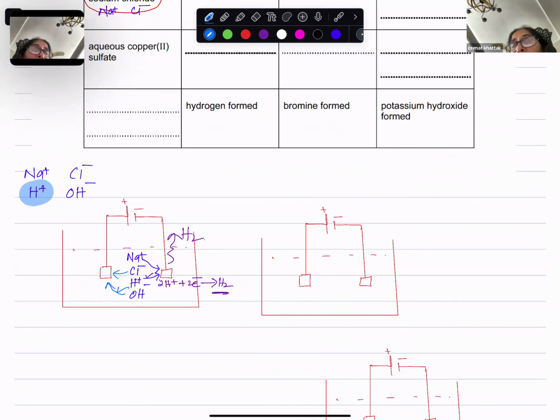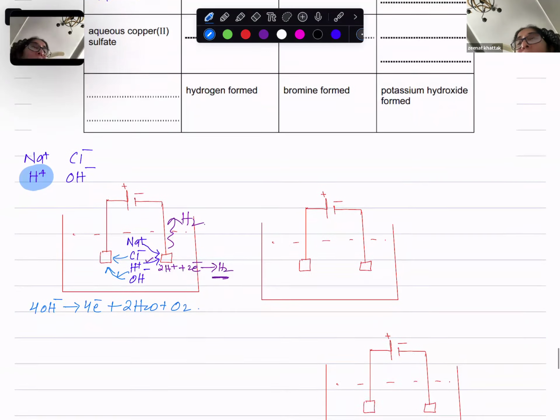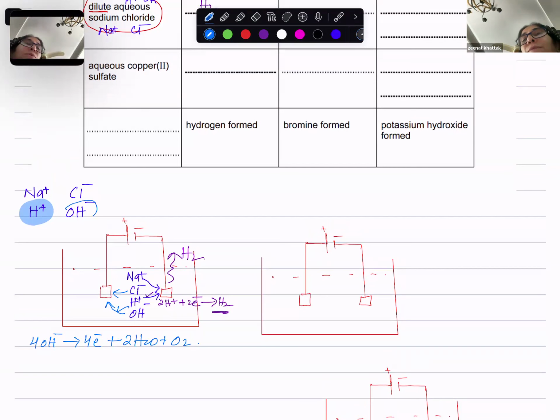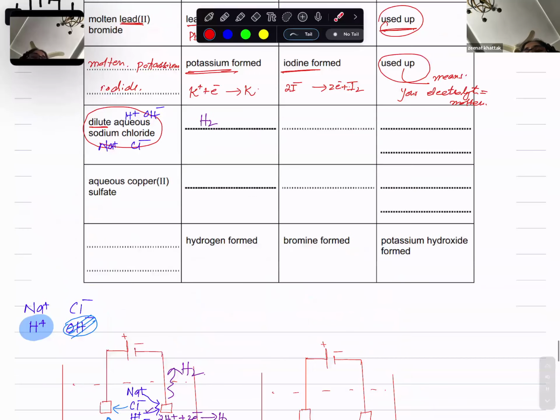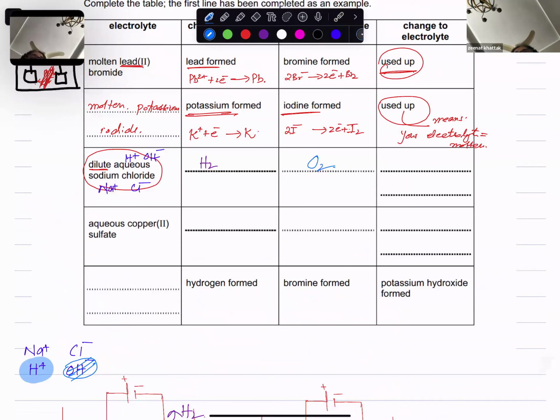So 4OH negative lose 4 electrons to form water and oxygen. Listen: the OH will go, the chloride is not going. Oxygen gas is formed. We will not write water, because it was already there. So what is the new thing that is formed? Oxygen, bubbles of colorless gas.